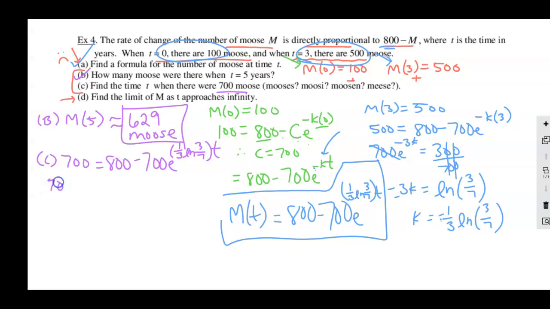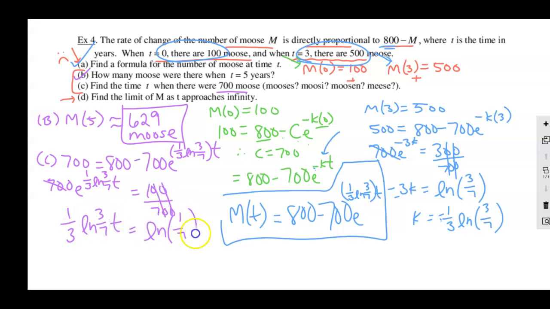So add the exponential over. Subtract the 700. And then we can solve it. Divide by the 700. Then I would take a natural log. 100 over 700 is just 1/7. So you multiply by 3, and then you could divide by this sucker, ln of 3/7.